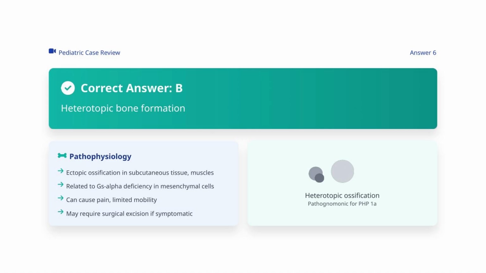The correct answer is B, heterotopic bone formation. Subcutaneous ossifications occur in Albright hereditary osteodystrophy due to GS-alpha deficiency affecting mesenchymal cell differentiation. Ectopic bone forms in subcutaneous tissues and muscles, appearing as hard, palpable nodules. These ossifications may cause pain and limited mobility. Imaging reveals characteristic calcifications. Treatment is generally supportive, but symptomatic lesions may require surgical excision. This finding is pathognomonic for pseudohypoparathyroidism type 1A.